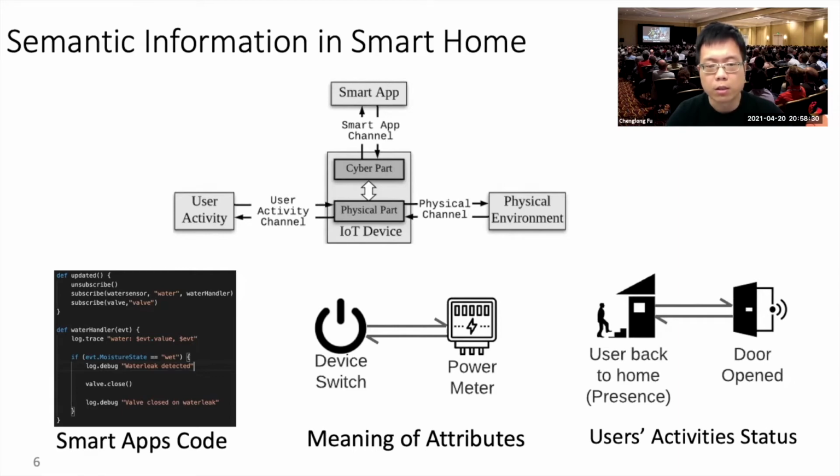The physical channel comprises the meaning of devices' physical attributes. For example, a switch is potentially correlated with a power meter according to our common sense. And finally, users' activity status can also serve as a good source of semantic information because the user can operate any devices manually. For example, when the user comes back home, his presence sensor will turn to present, after which the door will be opened and the lock will be unlocked.